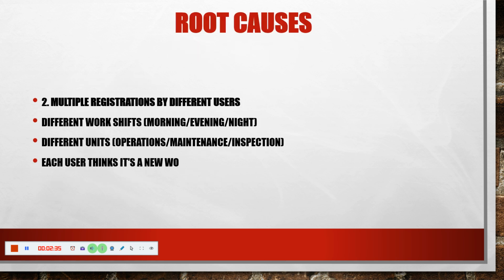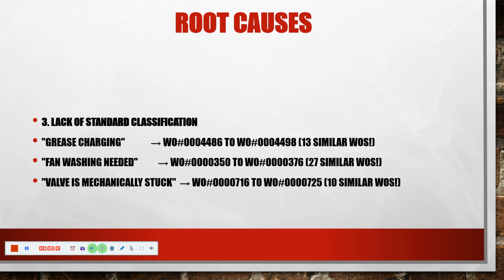The second reason that we have duplicated work orders is multiple registration by different users. We have different users in different shifts, like morning, evening, night, and we have different users in different departments, like operation, maintenance, or inspections. And every user thinks it is a new work order.